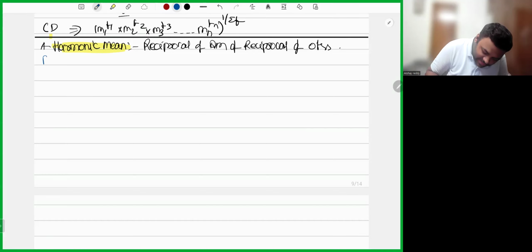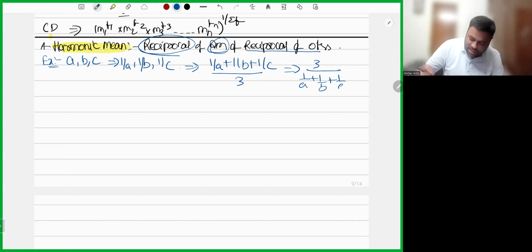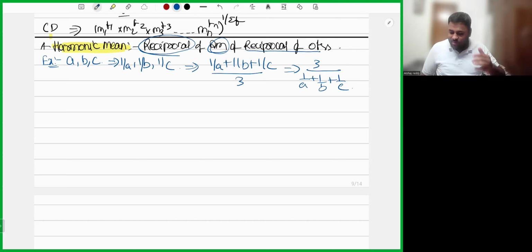Say, for example, I am having 3 observations A, B, C. Reciprocal of observations: 1 by A, 1 by B, 1 by C. Arithmetic mean is the sum of observations divided by the number of observations. Reciprocal: 3 divided by 1 by A plus 1 by B plus 1 by C. Say na, ulta ka palta. First ulta, fir palta. Okay, that's your harmonic mean.